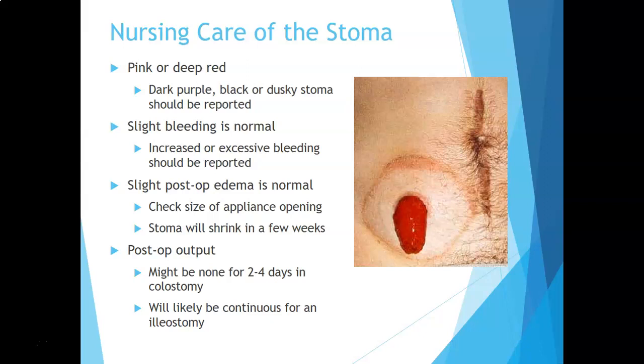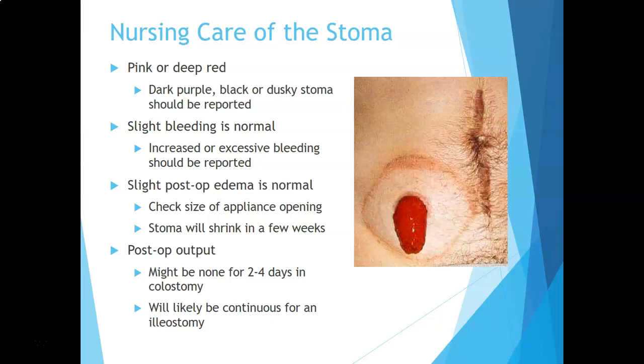Every time you change it, just measure it. And then once they are established, if they are oval-shaped or odd-shaped at all, best bet is to make a template so that that person has it for the rest of their lives, and they can cut their appliance to the exact shape that it needs to be. That creation of a template takes a little bit of time in the beginning, but it's really, really helpful so that you don't end up with stool leaking onto the skin.